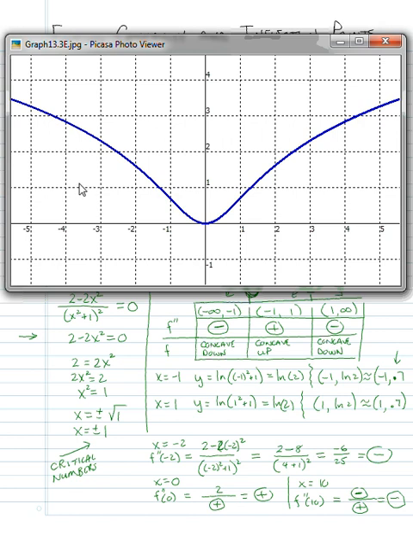Well, that ends this example. We're next going to talk about how the second derivative test can be used to find relative maximums and minimums. So far we found how we can use it to find intervals of concavity and inflection points.